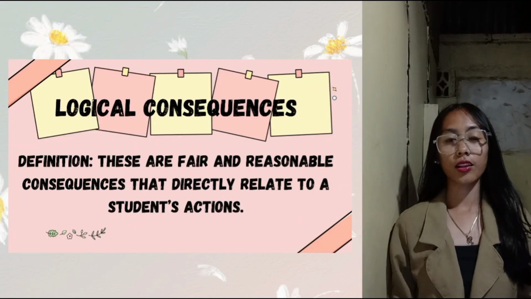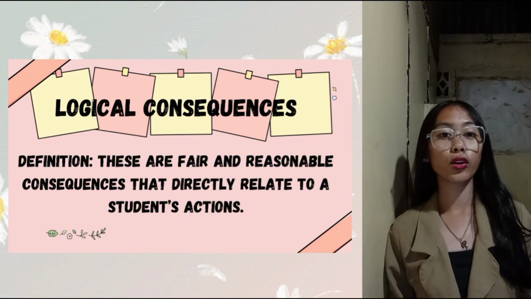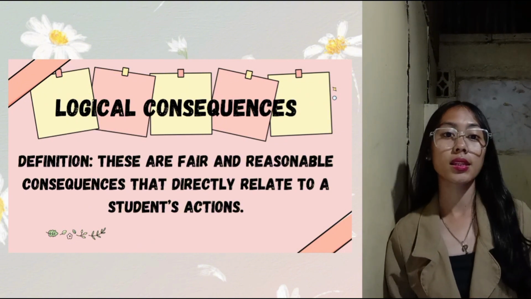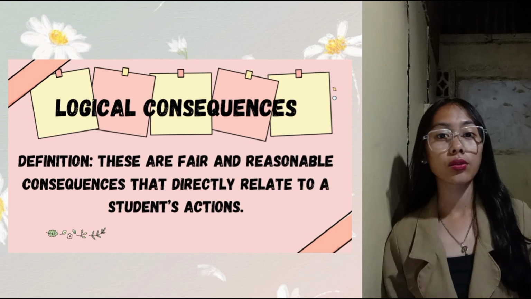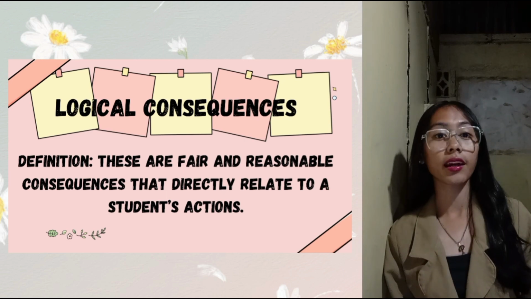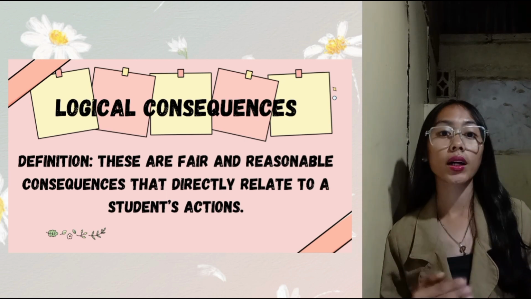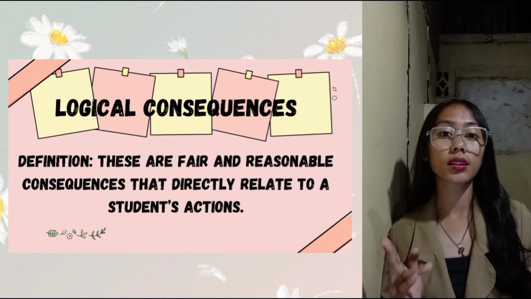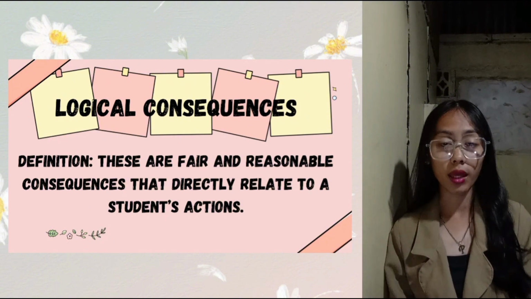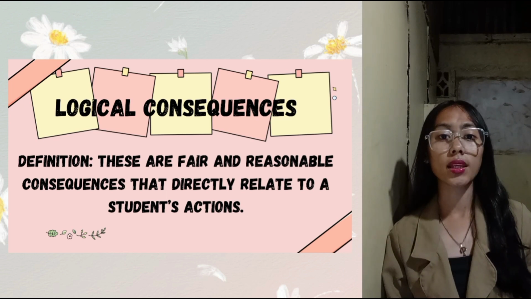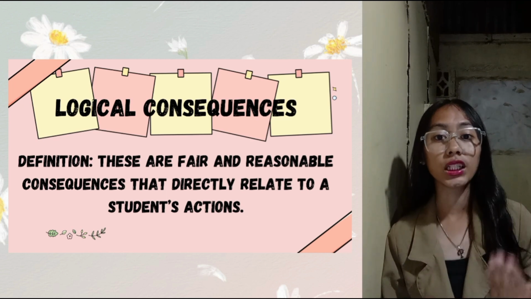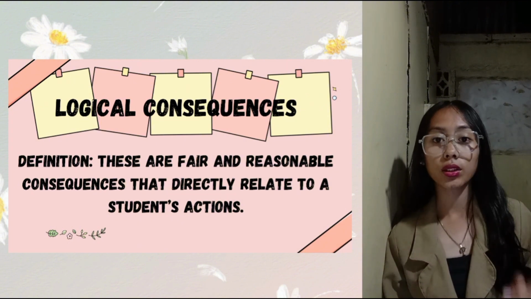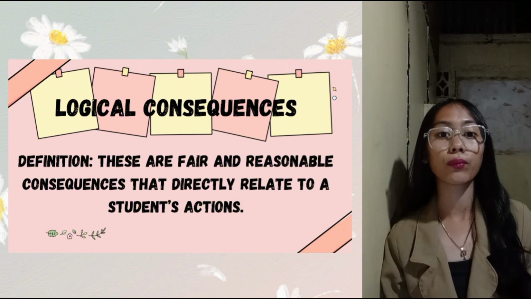So now we're going to move to the second discipline, which is the logical consequence. The definition of logical consequence: these are fair and reasonable consequences that directly relate to a student's actions. Instead of giving random punishment, logical consequences help students learn from their mistakes. For example, one student forgets to bring materials.